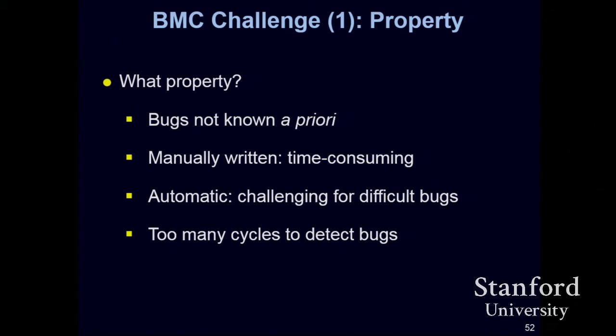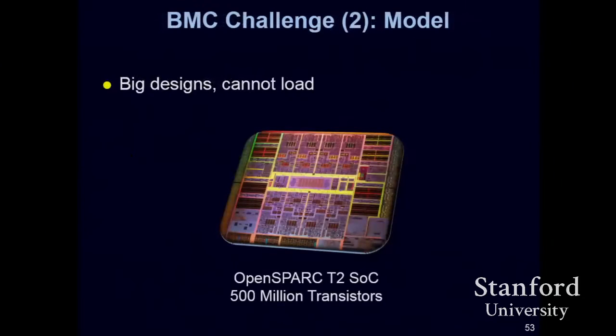Okay, so the first problem I'm going to look at is the property issue. You don't know what bugs you're looking for, so that makes it difficult to write good properties. You would like to write properties that cover all possible bugs, but this is very difficult. So the current state of the art is that properties are a big bottleneck. And then the other challenge, like I mentioned, is the size.